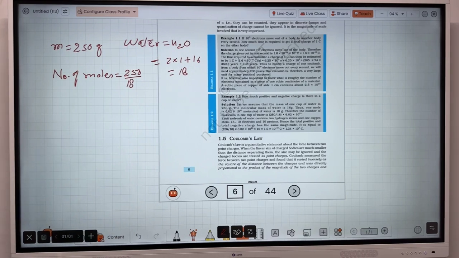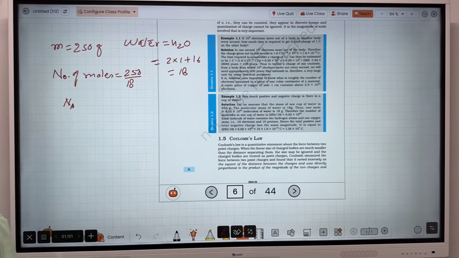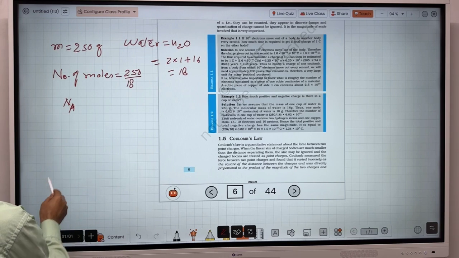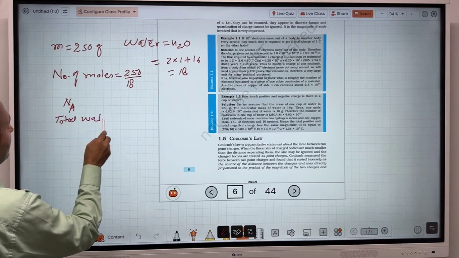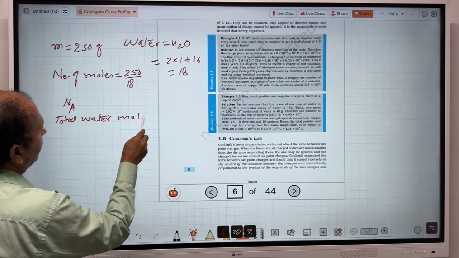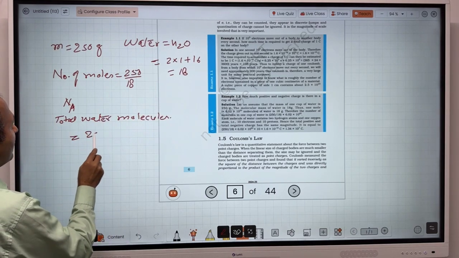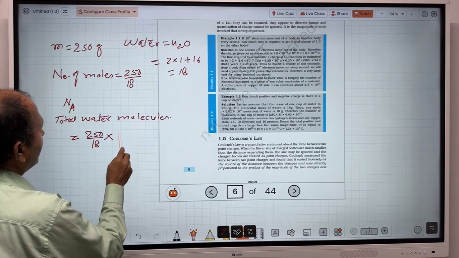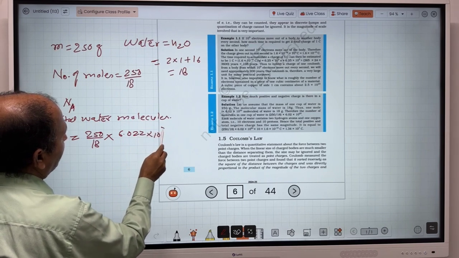And if you remember, 1 mole contains Na, the Avogadro number, of molecules. So total water molecules equal the number of moles, 250 by 18, multiplied by the Avogadro number. So Avogadro is 6.022 into 10 to the power 23.